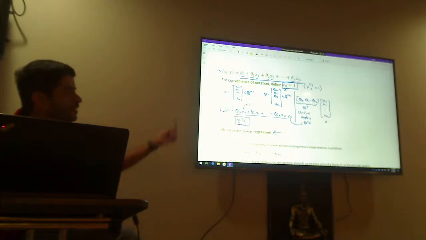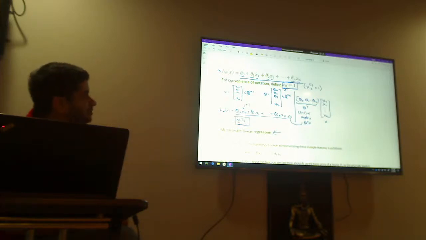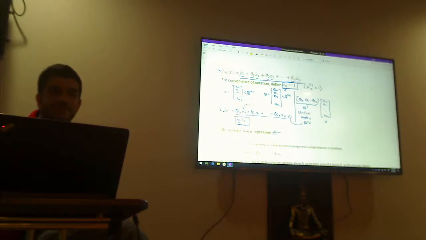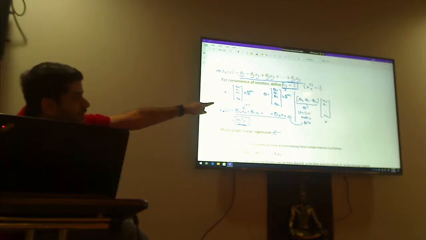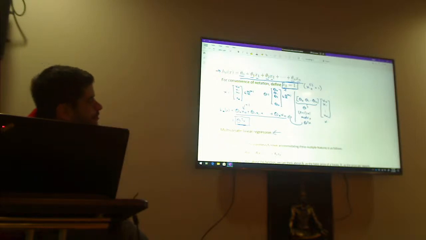Now, let's go to the parameters. If theta is the parameters, how many parameters are there? In our example earlier, 4, meaning 3 plus 1. So the parameters are theta 0, theta 1, theta 2, up to theta n.